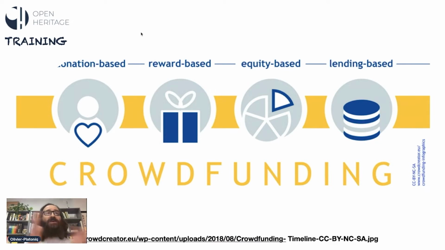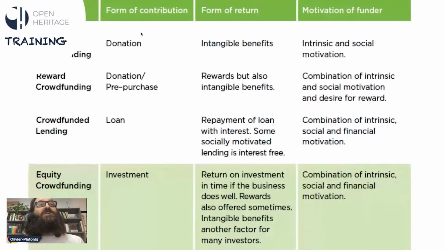So again, back to these different models: donation-based, reward-based, equity-based, lending-based. What's your ideal funding scheme? You'd have to look at the specificities of each model. So you have to divide these models into three pillars. Look at the form of contribution you're expecting from the community, look at the form of incentives that you're offering them, and then really start analyzing the motivation of your funders, right?